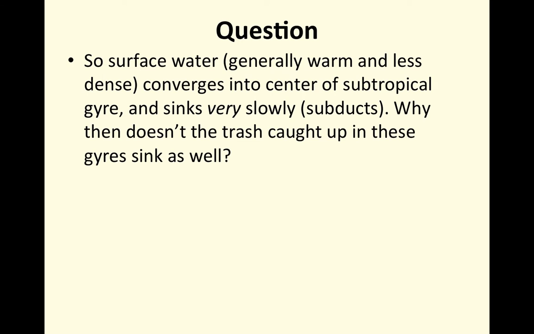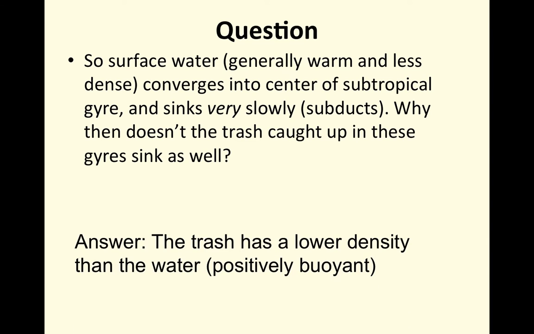So a question: if surface water, which is generally warm and less dense, converges into the center of the subtropical gyre and sinks very, very slowly, which it's forced to, because the water just can't converge there for all time, it must be sinking slowly in what's called subduction, then why doesn't the trash that gets caught up in the gyres sink as well? Well, the simple answer is that trash has a lower density than the water, so it's positively buoyant. So it gets trapped there, gets forced by convergence into the center of the pile. Even though the water itself is slowly sinking through subduction, the trash is not sinking because it's positively buoyant.